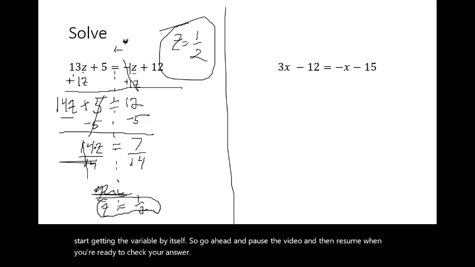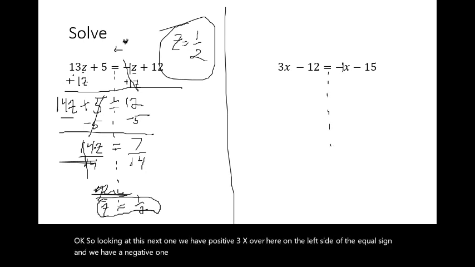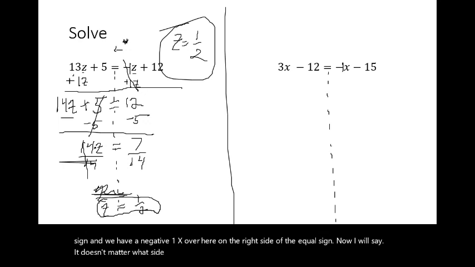Okay, so looking at this next one, we have a positive 3x over here on the left side of the equal sign, and we have a negative 1x over here on the right side of the equal sign. Now I will say it doesn't matter what side you move them to as long as you pick a side and stick with it.